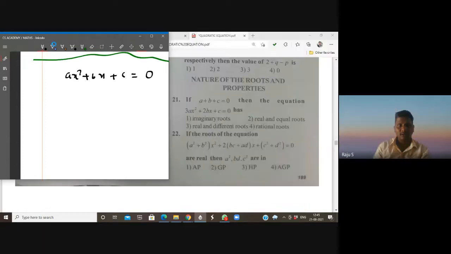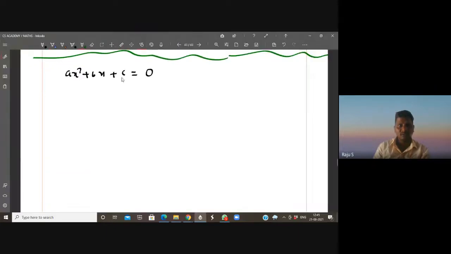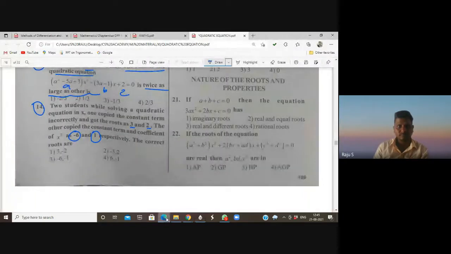One of the students chose the constant C value incorrectly, so he got the roots as 2 comma 3. But the other students copied correctly that the x square coefficient is 1 and plus bx plus or minus 6 is equal to 0. Then the correct roots are, anyone?